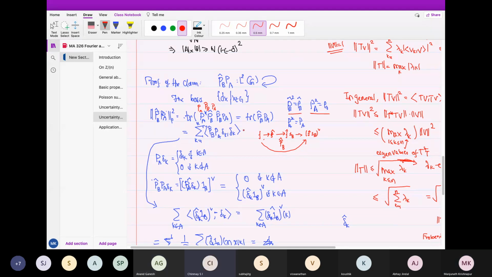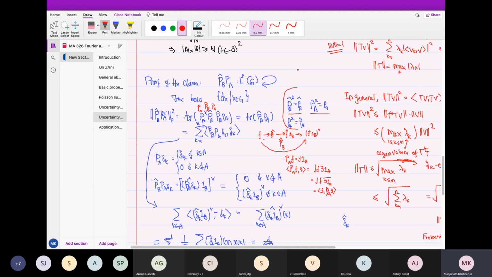Why is P_A star equal to P_A? Well, it's an indicator, right? So P_A f is just f times the indicator of A. So <P_A f, g> is just the integral of f g-bar times the indicator of A, which is the same as f times the conjugate of g times the indicator of A. Okay, done.